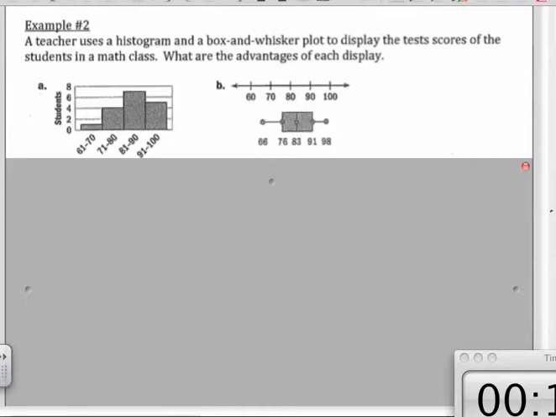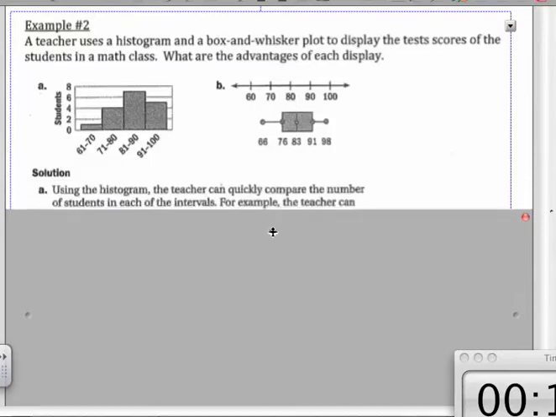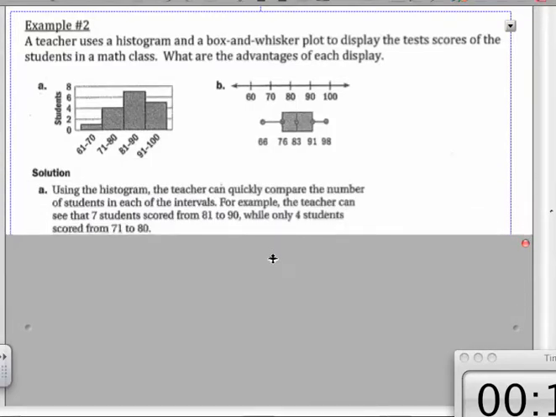Now, this first one, it shows that it looks like one person got somewhere between a 61 and a 70. 4 people got between a 71 and an 80. It looks like 7 people got between an 81 and a 90. And then 5 people got between a 91 and a 100. Okay? Now, that's one. That's the histogram. Let's look at what they said the advantages of using the histogram are.